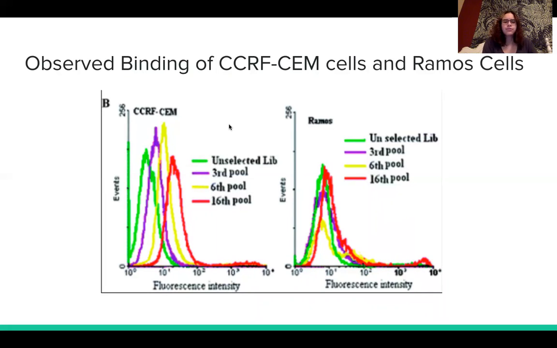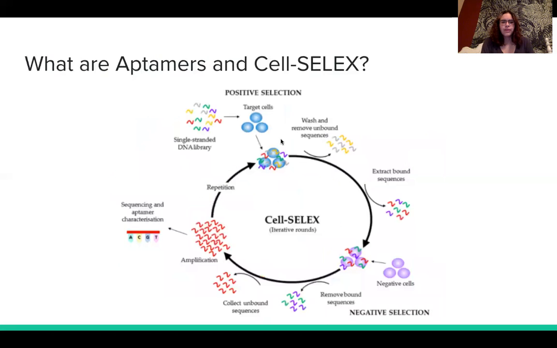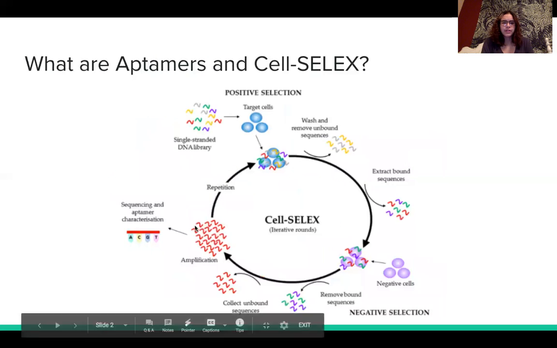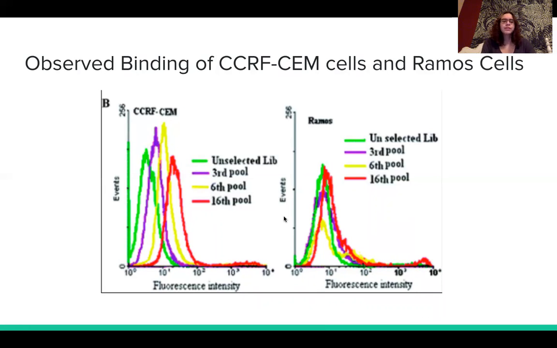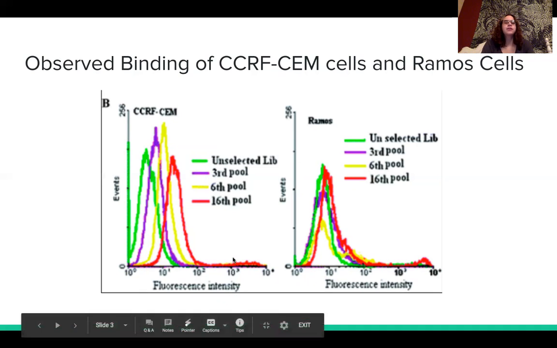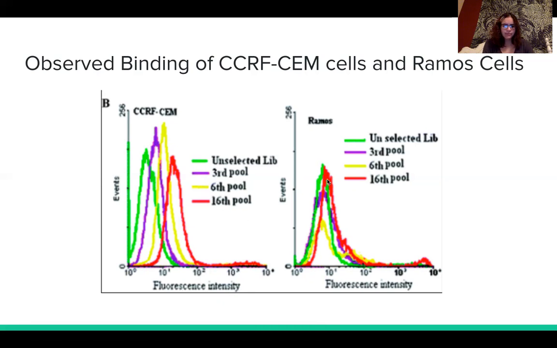What they did was collect the DNA products they got from the cell-SELEX cycle, label them with fluorescence labels, and incubate the DNA products with CCRF-CEM cells and Ramos cells. It was observed that the fluorescence intensity increased for the CCRF-CEM cells, while the fluorescence intensity did not change for the Ramos cells. As the rounds kept going, the binding affinity got more and more enriched and specific, and the Ramos cells didn't change.